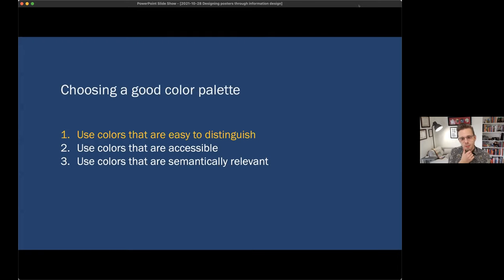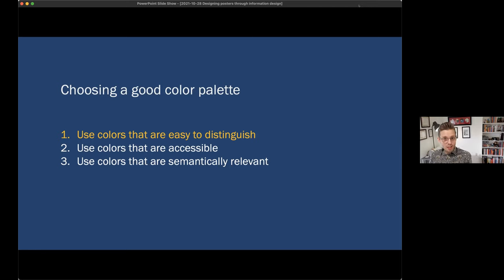So I want to talk about some tips for choosing good, effective color palettes. And the first tip I have is to use colors that are easy to distinguish. This might seem obvious or common sense, but it's incredibly easy for us to forget that this rule is important, especially when we have all of these different tools and software that create visualizations for us, create posters for us, and offer color palettes.